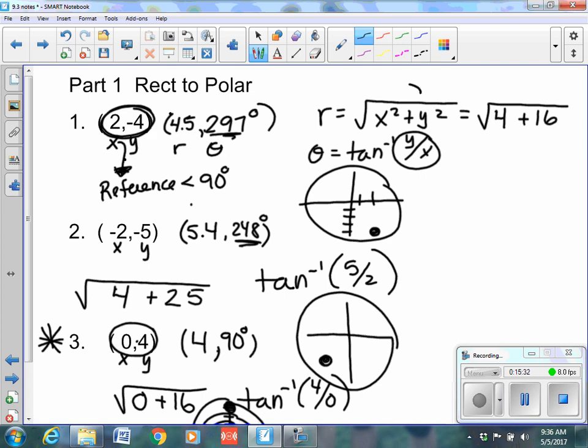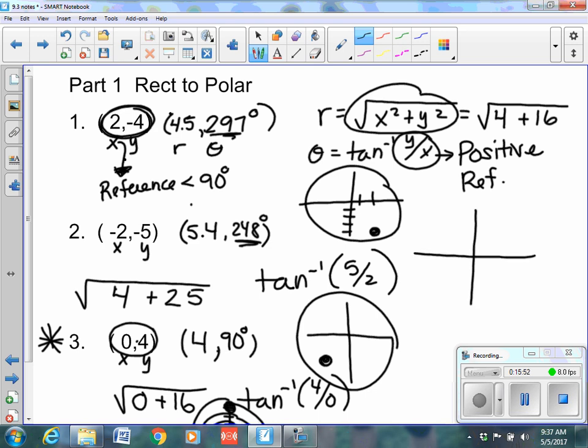Everybody should be able to find the r very quickly, right? And I want to just make sure you understand how to find the tangent inverse. When you're doing the tangent inverse, keep these both positive. You're going to find the reference angle. Hey, just a reminder, for people that are listening on the video, if you're working with this first quadrant, it is the angle, right?